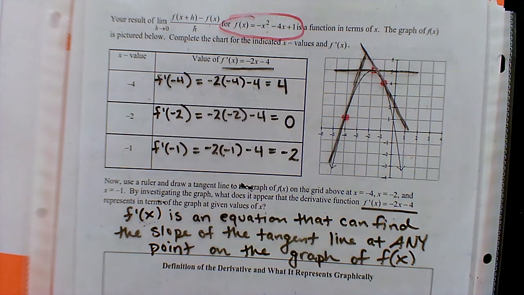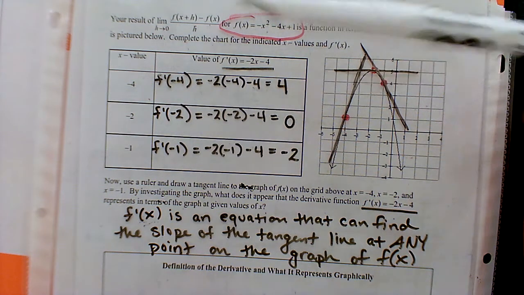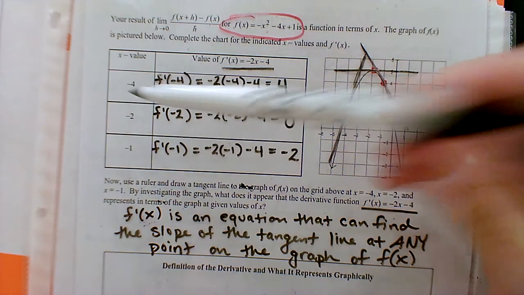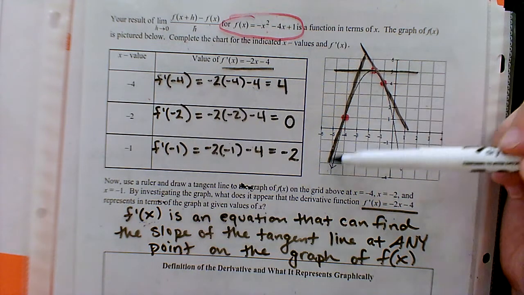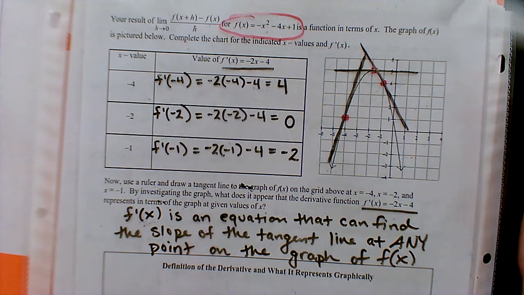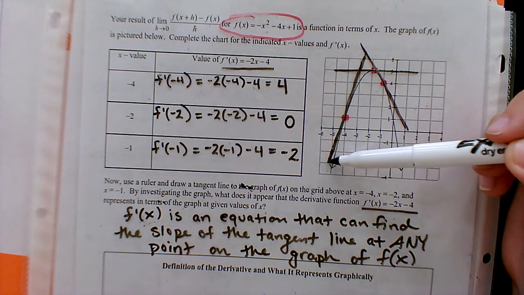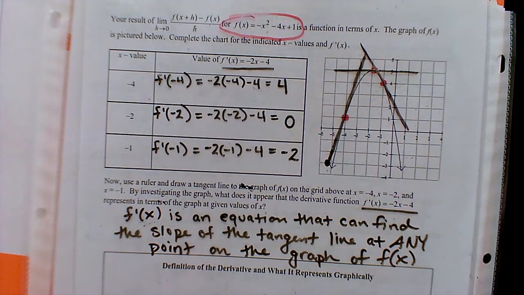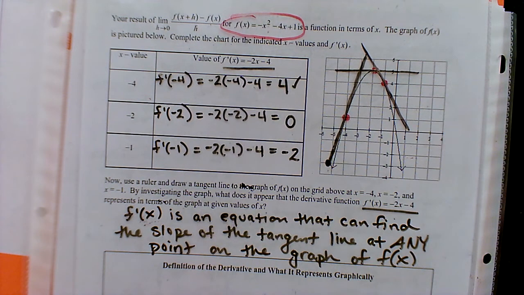Let's see if these numbers make sense. Okay, so this 4, it should be representing the slope of the tangent line at this point. If you were to look at the tangent line, does it look like that slope is 4? Could you go up 4 over 1, or even down 4 left 1, and get another point on that tangent line? Do you see how that 4 makes sense?